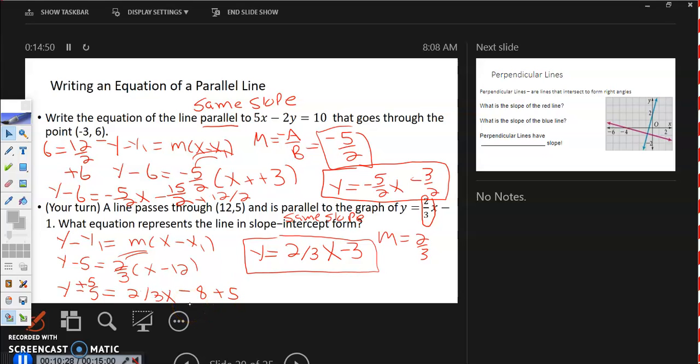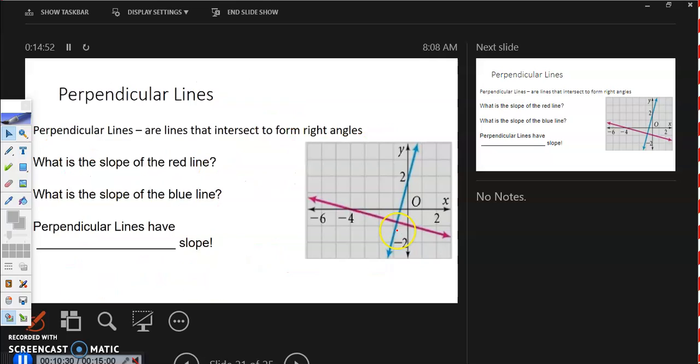All right, so now we're going to work towards perpendicular lines. So perpendicular lines are lines that intersect at a right angle. So we're going to do that same test here. We're going to find the slopes of both the blue and red lines and see how they compare.